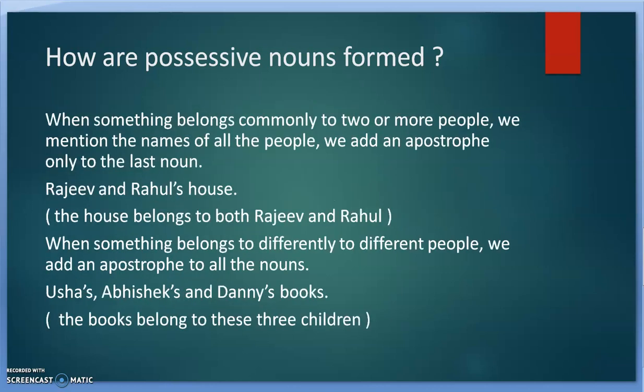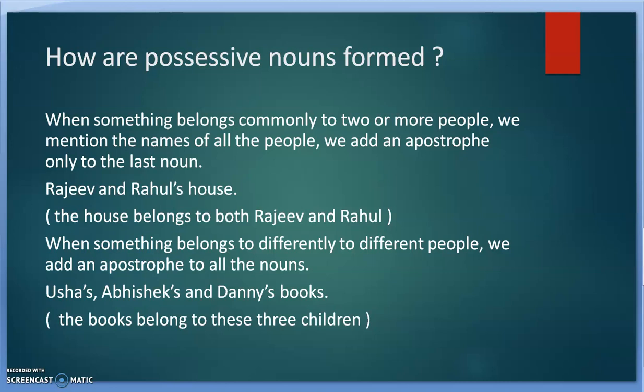When something belongs commonly to two or more people, we mention the names of all the people and we add an apostrophe only to the last noun. In this case, Rajiv and Rahul's house. So here two people's names are mentioned, Rajiv and Rahul. And it is a house we are talking of. So the house obviously belongs to both of them, and to show possession we will add an apostrophe and S to the name of the last person.